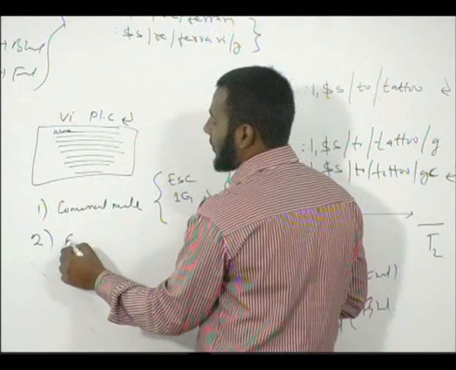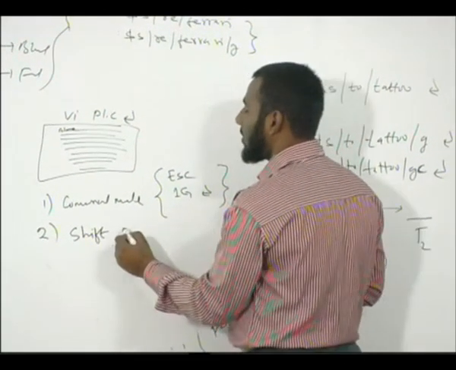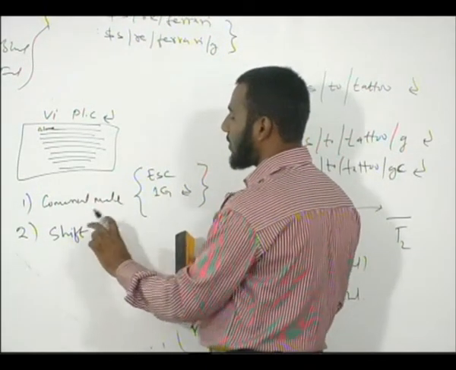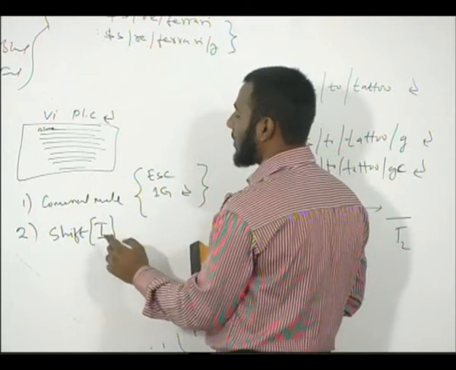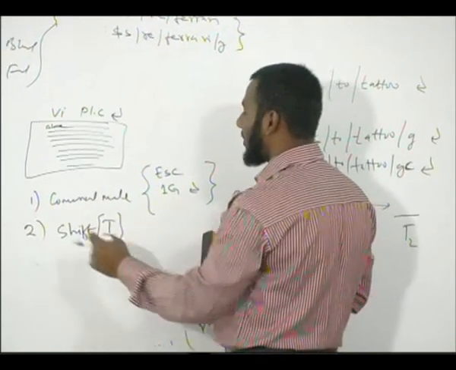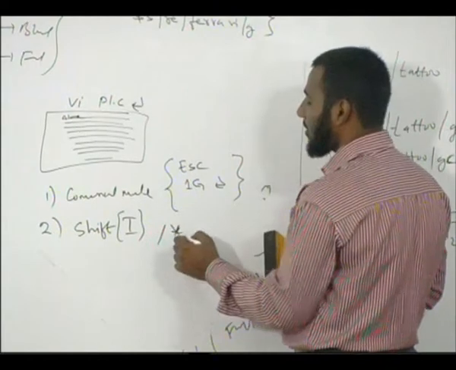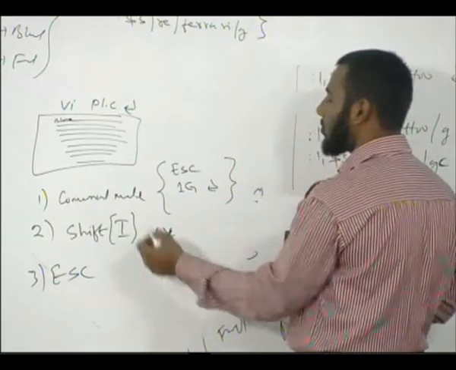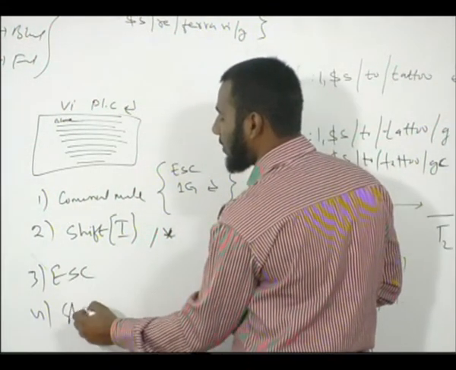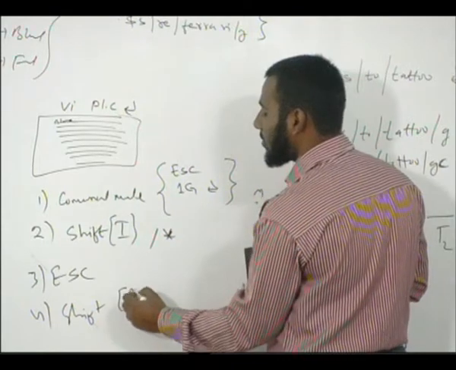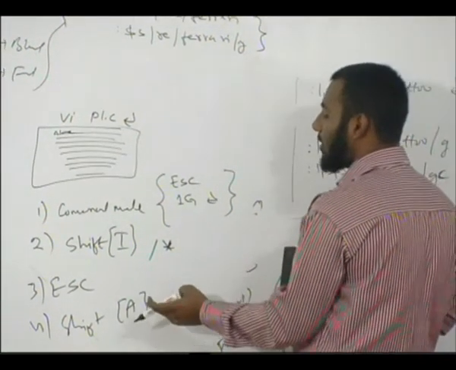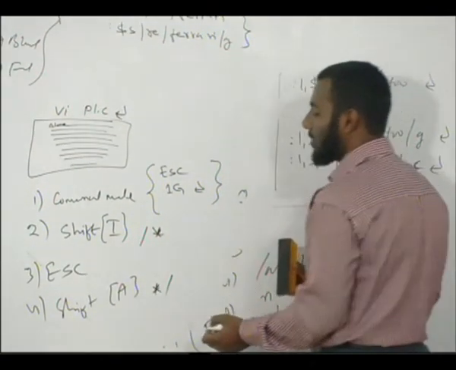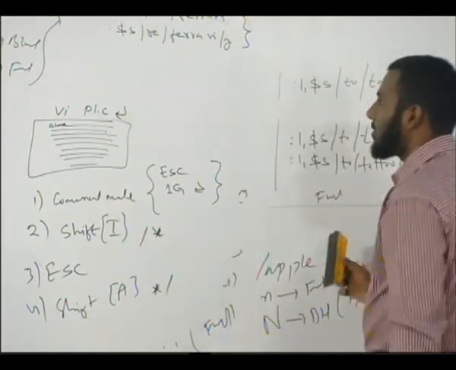Then shift, uppercase I. When you press uppercase I, it will allow you to insert at the beginning of that line. After that you just type /*. Then again, third step, escape, again it goes to command mode, then shift A, uppercase A. So it will append at the end of the line, and again type */. That's it. Okay, this series of commands will do the work.